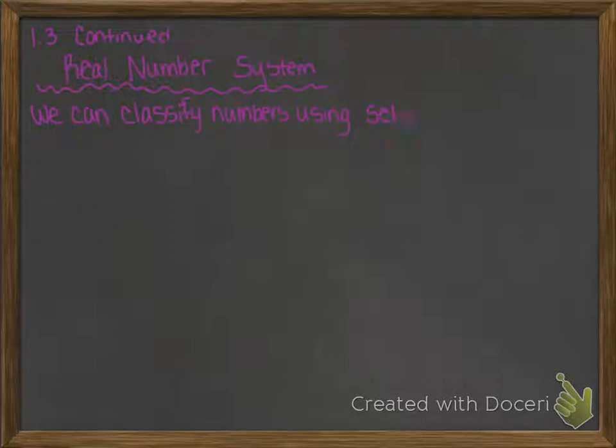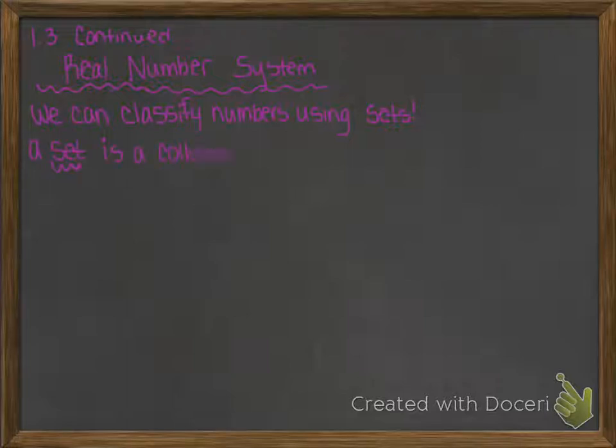Alright guys, we are going to finish section 1.3 today, and we are going to look at the real number system. First thing I want to talk about is sets. And I don't know if you've heard of sets before, so I'm just going to do an overview of this quickly. We are looking at sets because we can classify numbers using sets. We have a variety of numbers that we're going to talk about, and keeping the idea of sets in mind is going to help us organize all of these classifications.